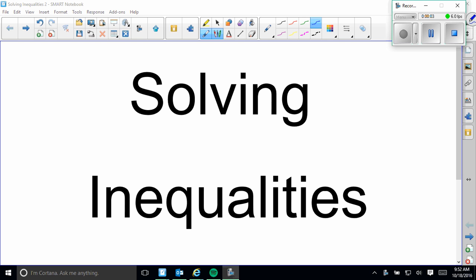And once again, we're going to be looking at solving inequalities. So make sure you have out your notes and you're ready to go.